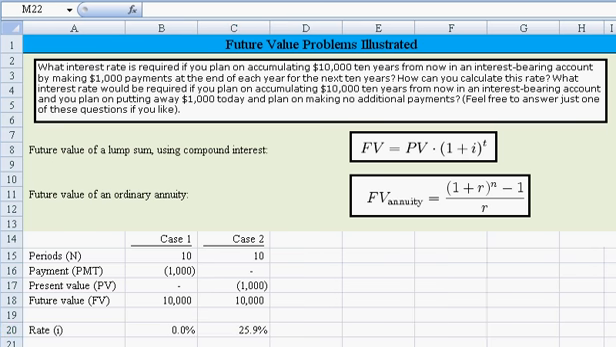Okay, and that's what I wanted to present today, illustrating these two cases. Now, keep in mind, since there are no payments in the second case, if you wanted to work this one by hand, you would use this formula here, because there's no annuity payment.